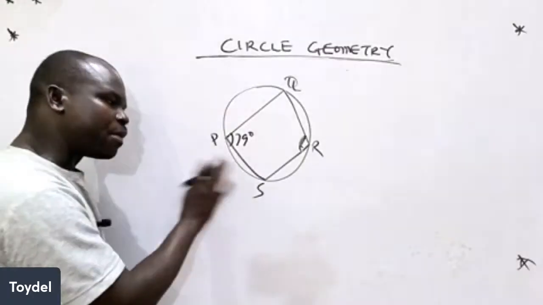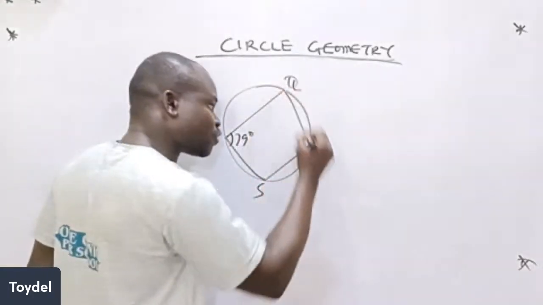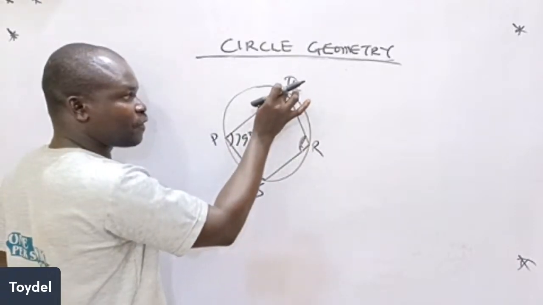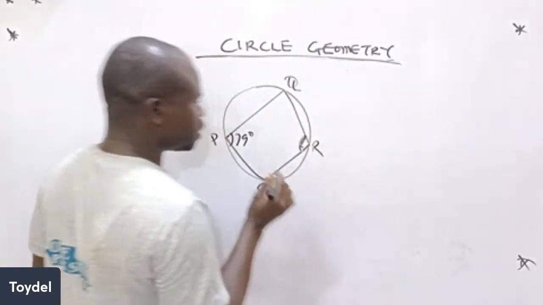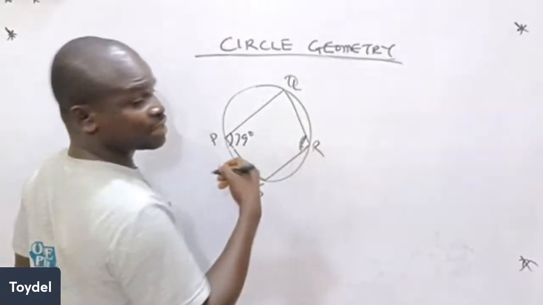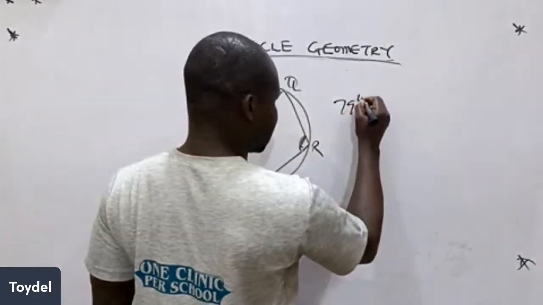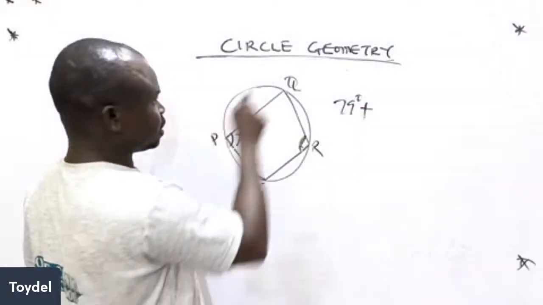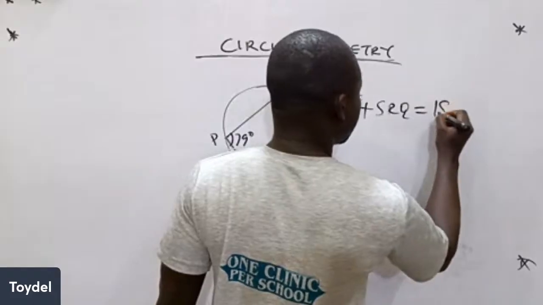So in this type of problem, you don't need to stress yourself. If you are sure that this is a cyclic quadrilateral, all the four vertices touch the circumference of the circle. What we just do is add these two angles together and say it's 180. That is, angle SPQ, that's 79 degrees, plus angle SRQ that you are looking for, equals 180 degrees.